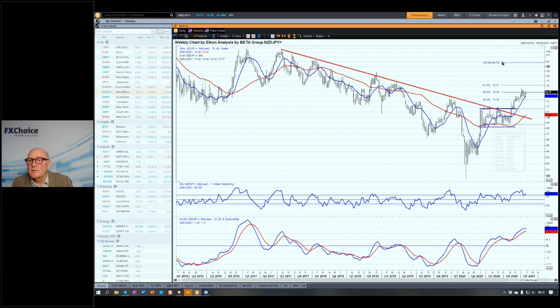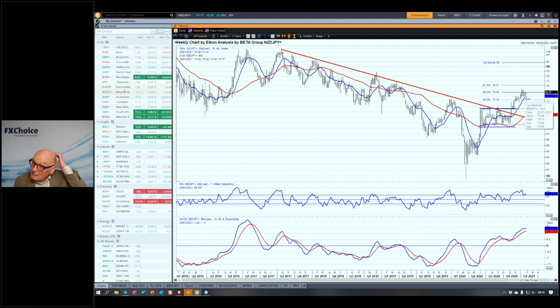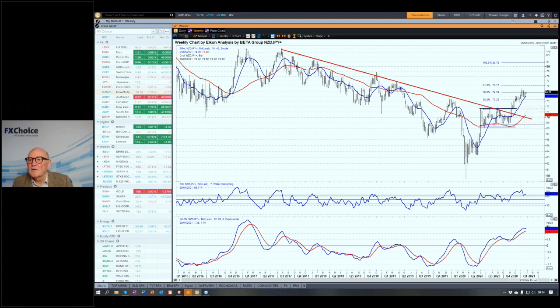This Fibonacci projection is from this low here, the March low, A, B, back to C here, and then projected up. We're at 50%. Now it's looking good, I think, at that level. It's passing through resistance levels, and I think we've got resistance above at 76.15 or so.